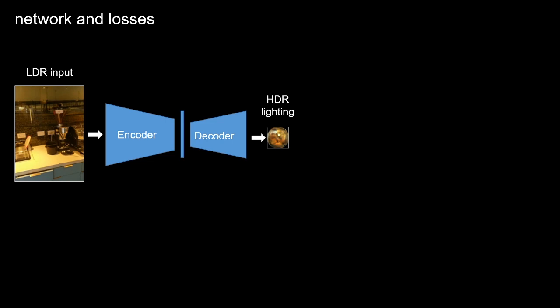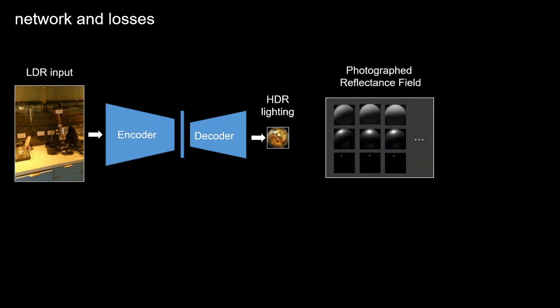The input is the low dynamic range background image captured by the phone with 3 spheres cropped out. Before training the network, we first photograph a reflectance field for each sphere. We do this by photographing the appearance of each sphere as lit by a tiny cone of the 360 lighting environment. This we capture using a light stage, as we've talked about earlier in this tutorial session.